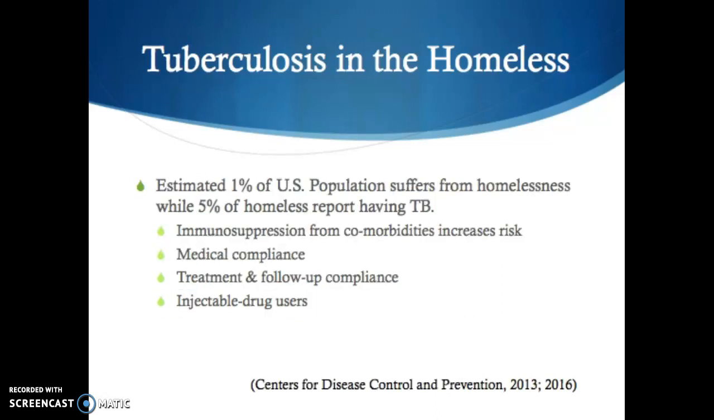So we estimate that 1% of the U.S. population as a whole suffers from homelessness, and of that population, 5% of homeless report having TB. So it's a pretty significant number. We talked about some immunosuppression from comorbidities, increased sexual activity, sexual promiscuity tends to lead to the potential for an increased risk of HIV, AIDS, sexually transmitted diseases that are immunosuppressive, as well as bloodborne infectious diseases that could potentially suppress the immune system and its ability to fight off tuberculosis if and when they're exposed.